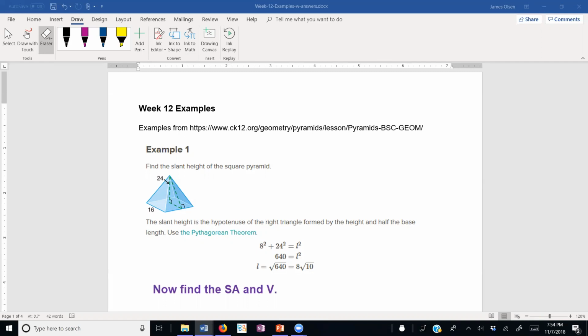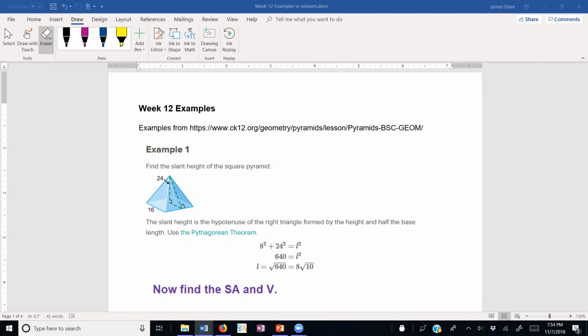We're using the script letter L for the slant height. So our Pythagorean relationship, well, first of all, we need to get the length of the apothem. The length of the apothem is half of the 16, which is 8. So one leg is 8, the other leg is 24, and the hypotenuse is the slant height, which is L. You see the Pythagorean relationship on the screen, and we do the little bit of algebra, take the square root of both sides, and we get the square root of 640.